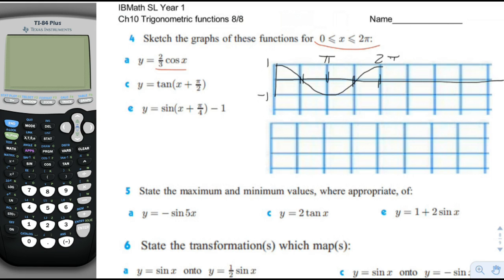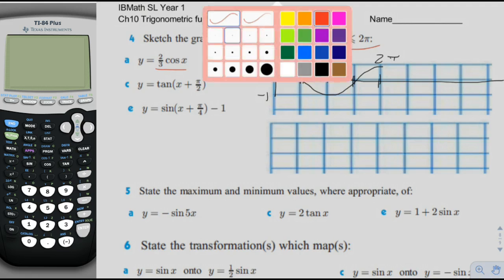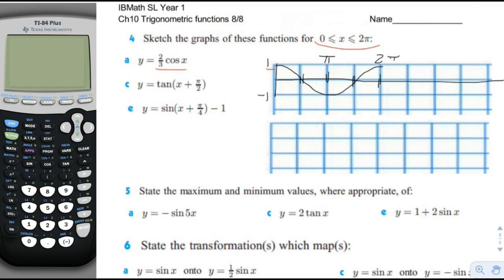Okay, and then this new cosine function, which is multiplied times 2/3, ranges between 2/3 and negative 2/3, and it has the same shape, but it just doesn't go as high. It's like 2/3 instead of 1. Instead of ranging between negative 1 and 1, it's ranging between negative 2/3 and 2/3. Okay, so that's A.